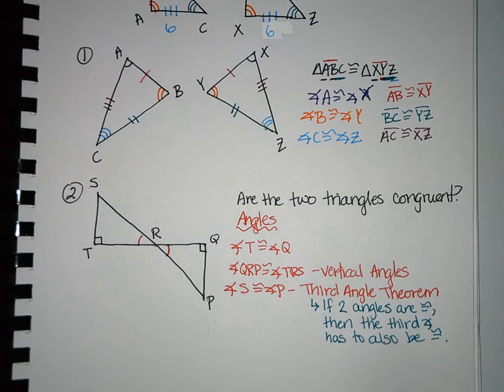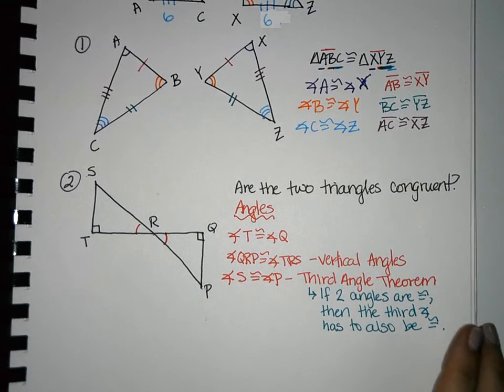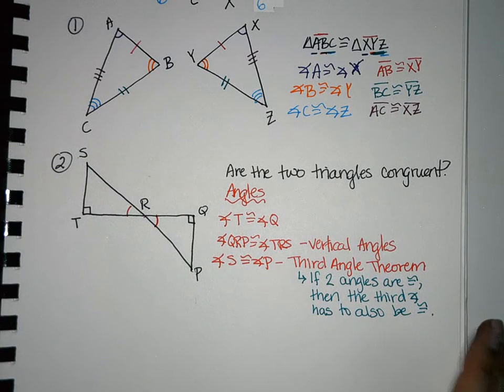Okay, so you're right, it does look like it, and we actually have a theorem that lets us say once we know two angles are congruent, then the third one has to be. Okay, so we're able to list all three angles congruent, but we also have to look at the sides. So let's look at the sides next.